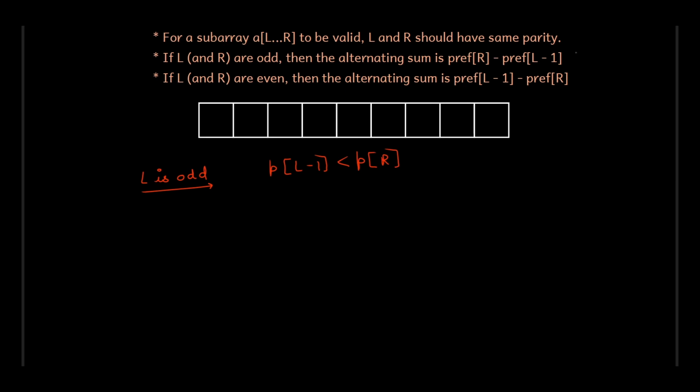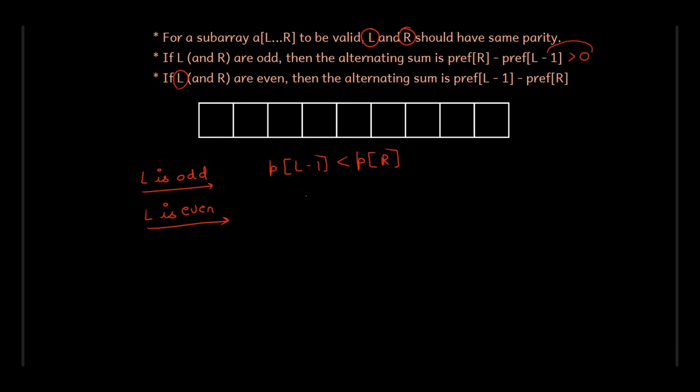Okay, I have just added a greater than 0 sign over here and then transferred this over here. So prefix of L minus 1 is strictly less than R. But if L is even, notice that I'm not talking about R anymore because L and R are equivalent. We have already concluded that they will be of the same parity.